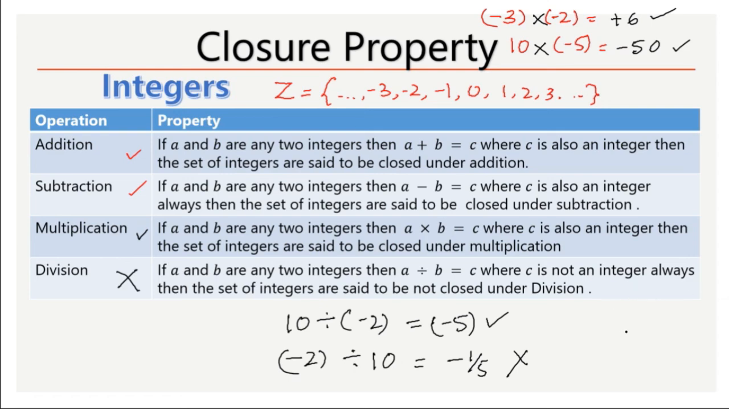With this, I would like you to think about the closure property in the set of rational numbers. Can I say that the set of rationals is closed under addition, subtraction, multiplication, and division? Just think about it. With this question, I am ending today's session.